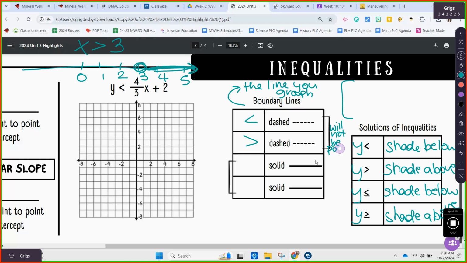be part of the solution set. So if I have a dot that is on the dotted line, that is not part of the solution set. That could not be plugged in to be a true answer.